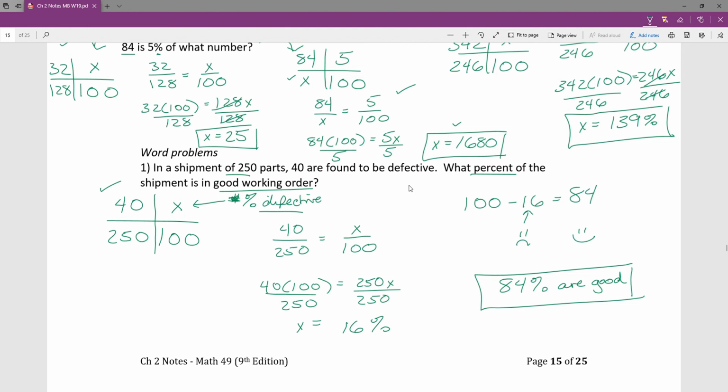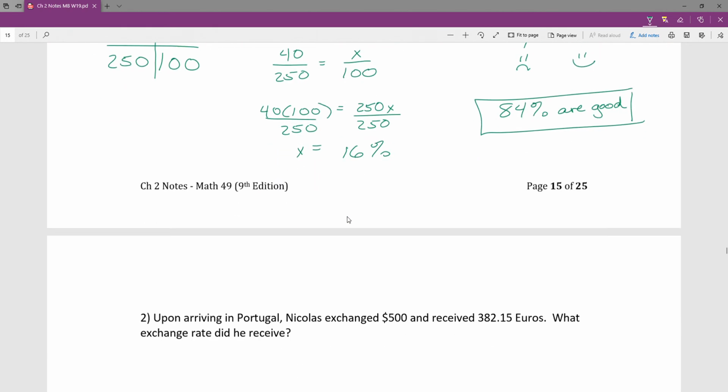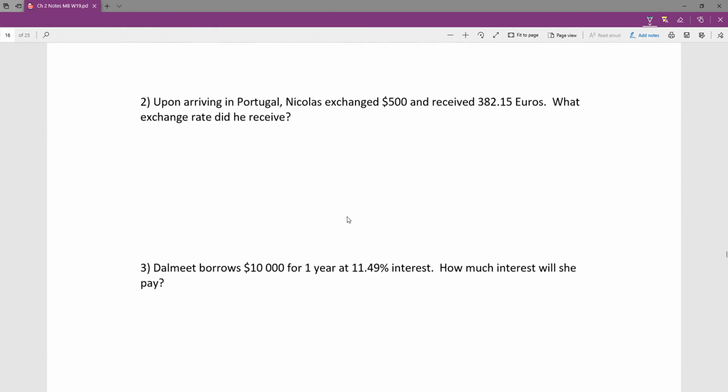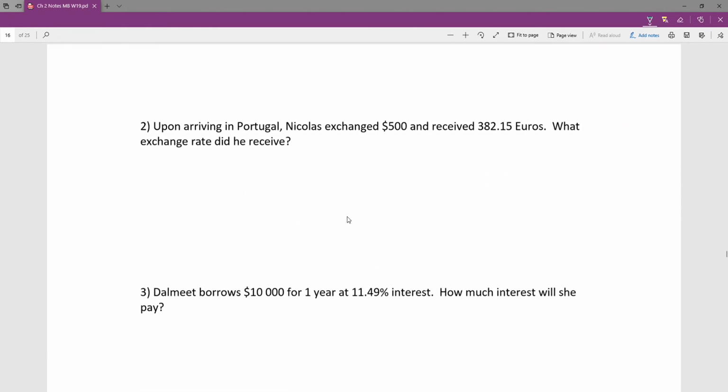The middle of this is probably the easier part for you. I'm going to go through these ones. Oftentimes people have an easier time with these percent problems, but I'll try and illustrate how these ones go. So the first one here, arriving in Portugal, Nicholas exchanged $500, we'll say that's Canadian, and received 382 euros for that. What exchange rate did he receive?